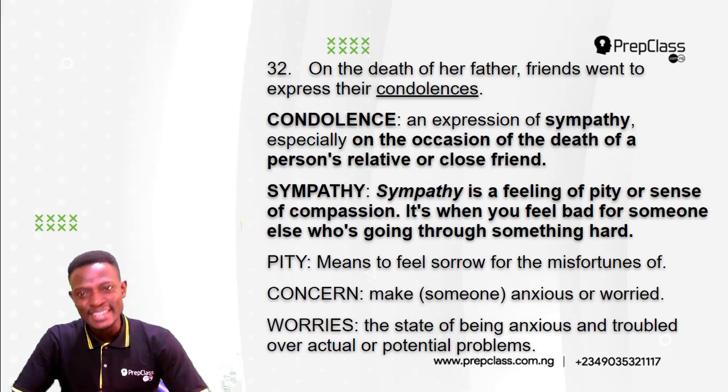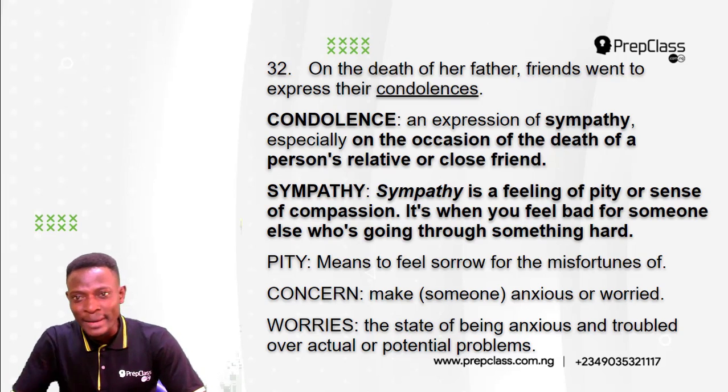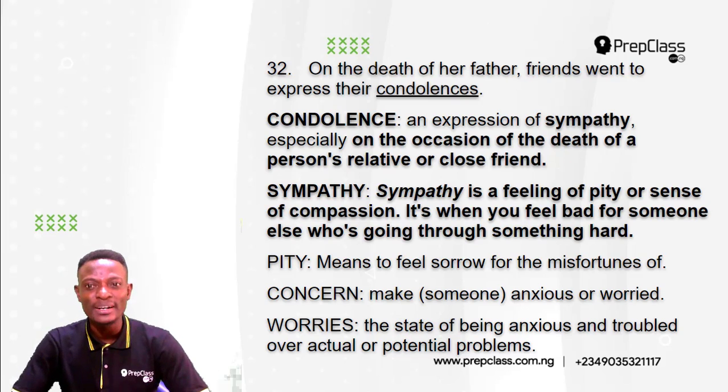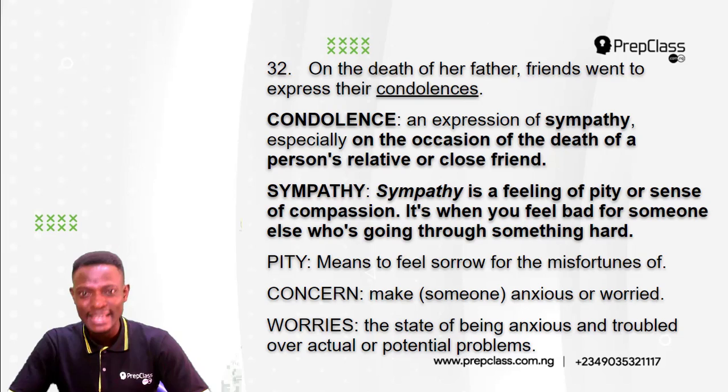Now, condolence is an expression of sympathy, especially on the occasion of the death of a person's relative or close friend. Looking at this sentence, we have the death of a person's father. So on the death of a father, friends went to express their condolences. Now, option A is the answer to this question, sympathy.